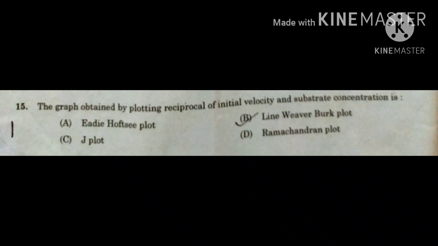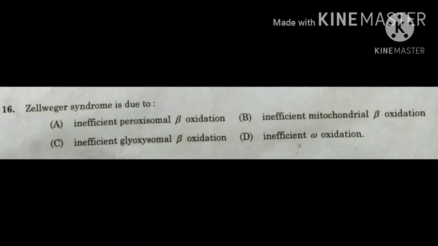This Lineweaver-Burk plot as well as the Michaelis-Menten equation is of much importance as far as your CSIR NET Life Science exam is concerned. Okay, look at this question. The question is, Zellweger syndrome is due to option A, inefficient peroxisomal beta oxidation, option B, inefficient mitochondrial beta oxidation, option C, inefficient glycosomal beta oxidation, and the last option is inefficient omega oxidation.